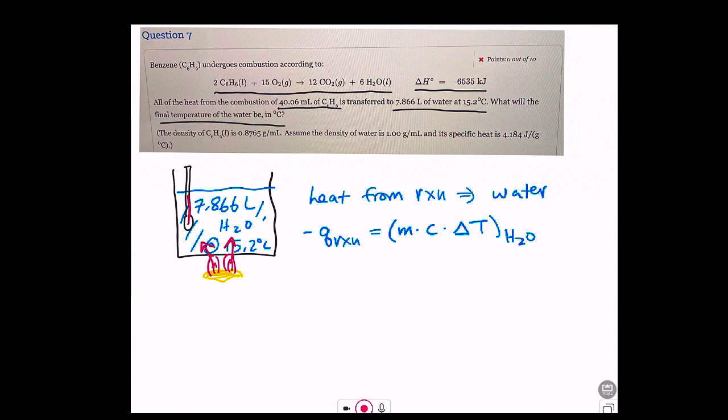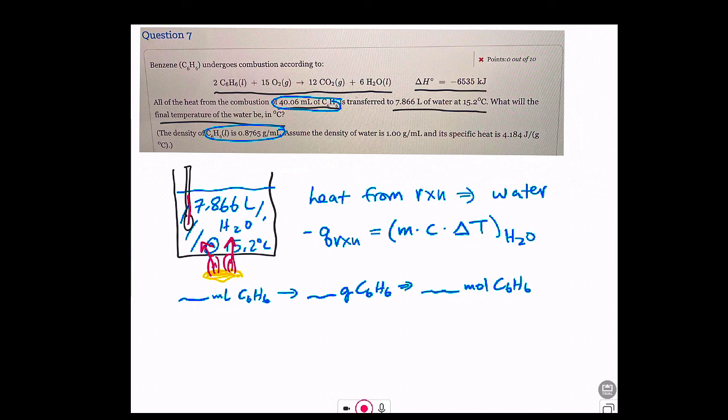And now just a couple specifics. We know the amount in milliliters of the benzene, and we know its density. So it shouldn't be too hard for you to take the milliliters of benzene, use the density to convert that into grams of benzene, and then use the molar mass of benzene to convert that into moles of benzene.